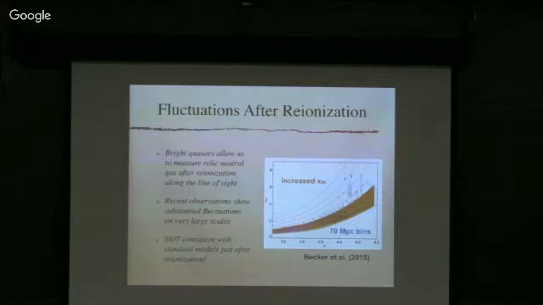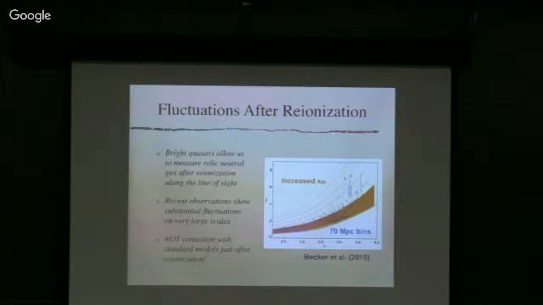The way you study the neutral content of the universe through most of its history is with what's called the Lyman alpha forest. You have some very bright light in your background, usually a quasar, and you take a spectrum of it and you see how much absorption it suffers. That's highly variable, but if you average the amount of absorption over large chunks of the universe, in this case 70 megaparsecs, then you can try to understand the variations.